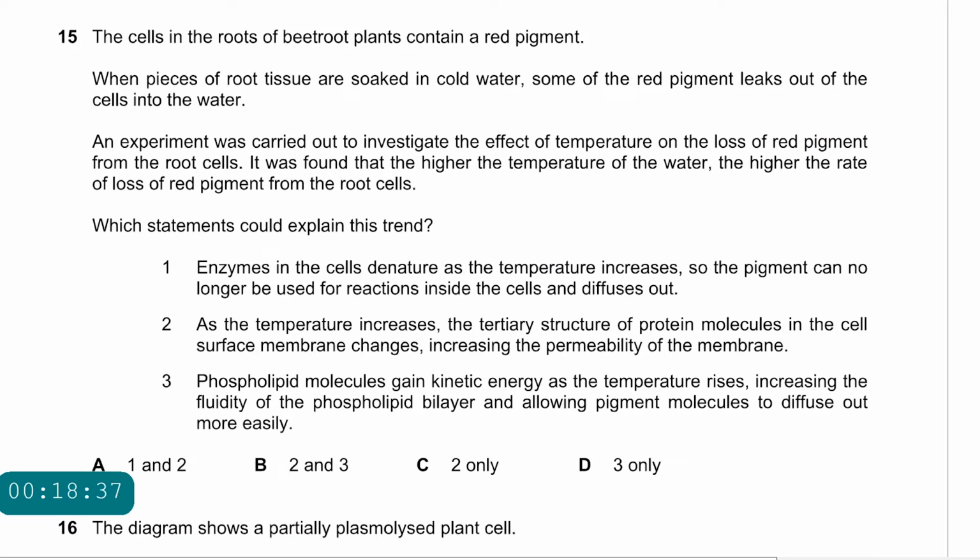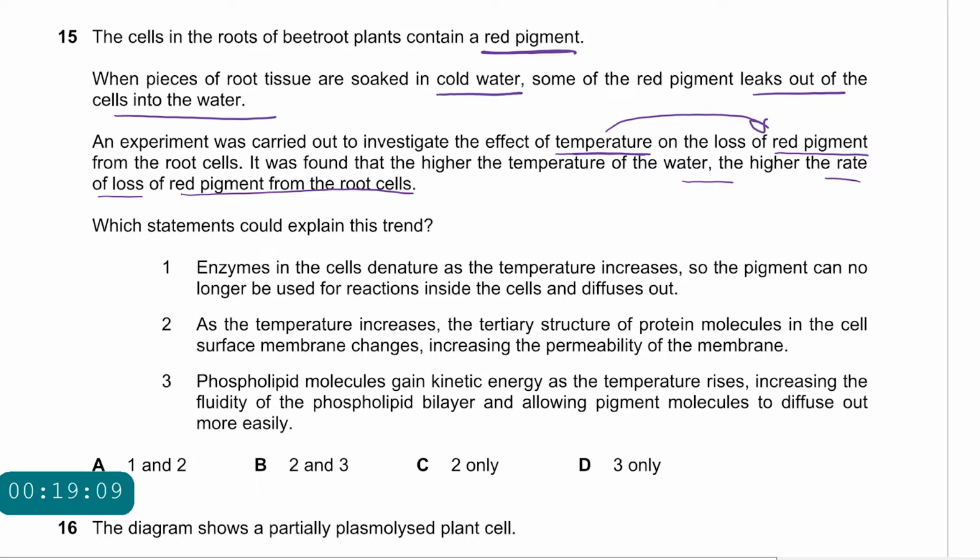Question number 15. The cells in the roots of beetroot plants contain a red pigment. When the pieces of root tissue are soaked in cold water, some of the red pigment leaks out of the cells into the water. An experiment was carried out to investigate the effect of temperature on the loss of red pigment from the root hair cells. It was found that the higher the temperature of the water, the higher the rate of loss of red pigment from the root cells. Which statement could explain this trend?